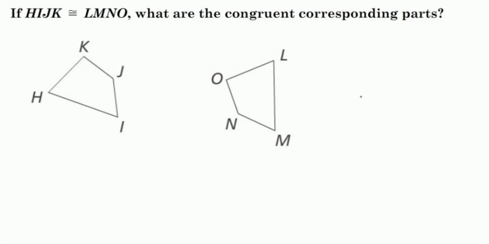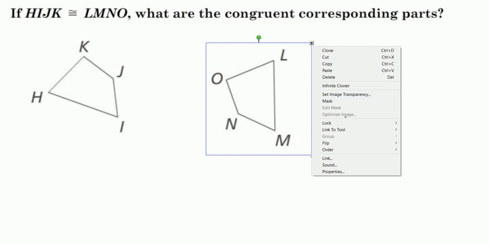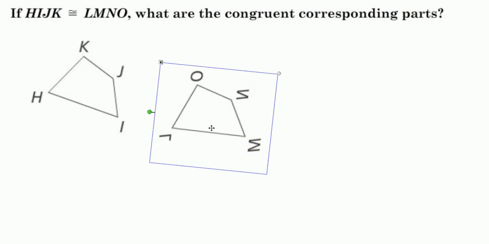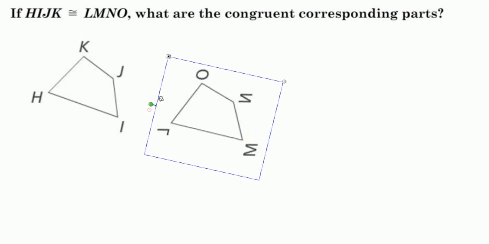Okay, so if HIJK is congruent to LMNO, what are the congruent corresponding parts? All right, sometimes it's easier if you draw these things so that they look exactly the same. So I'm going to change this so it looks the same. Let's see, I can flip this. I can rotate it. Cool, that looks about the same.